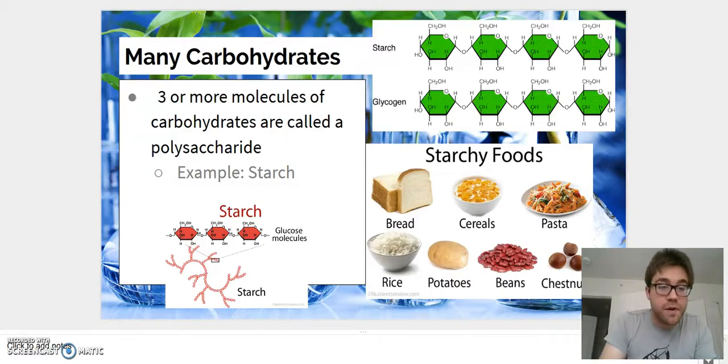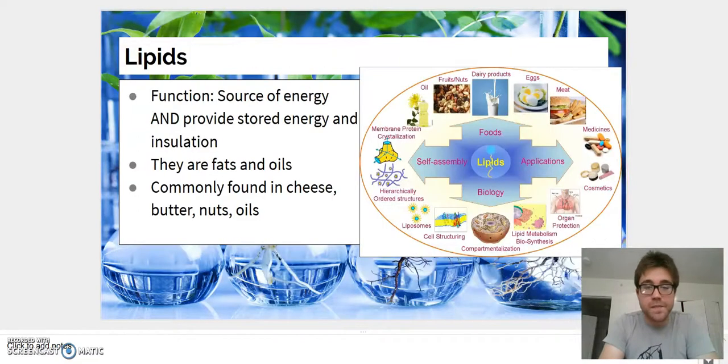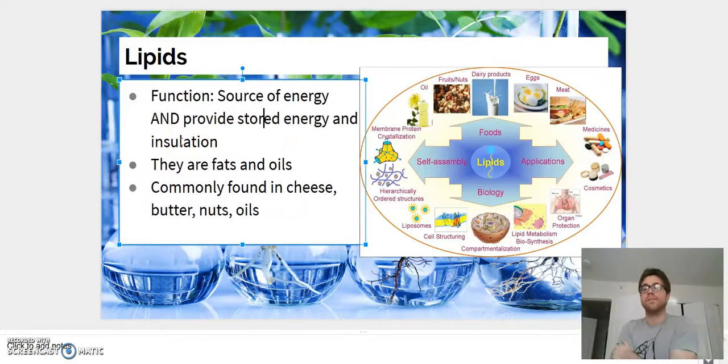All right, so let's move on from carbohydrates to something else that's super exciting, and those are lipids. Lipids serve a couple of functions. Lipids, like carbohydrates, are a source of energy, but they also provide a place for energy to be stored in fat. Lipids are fats and oils, so lipids provide a storage place for energy. They are also great insulation. They help keep us warm, especially during these long winters.